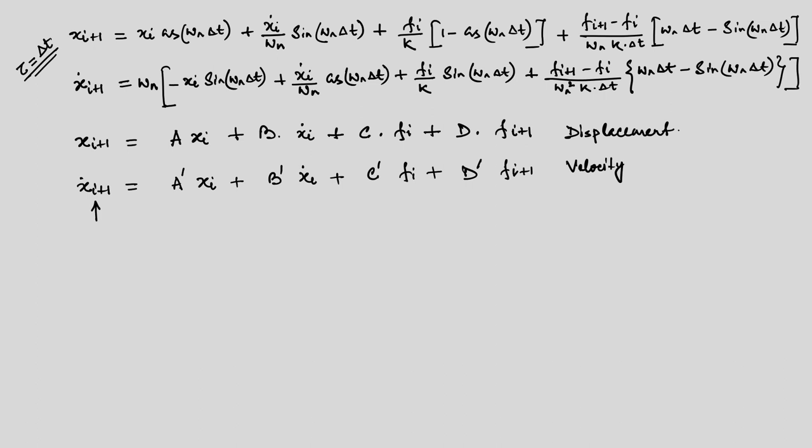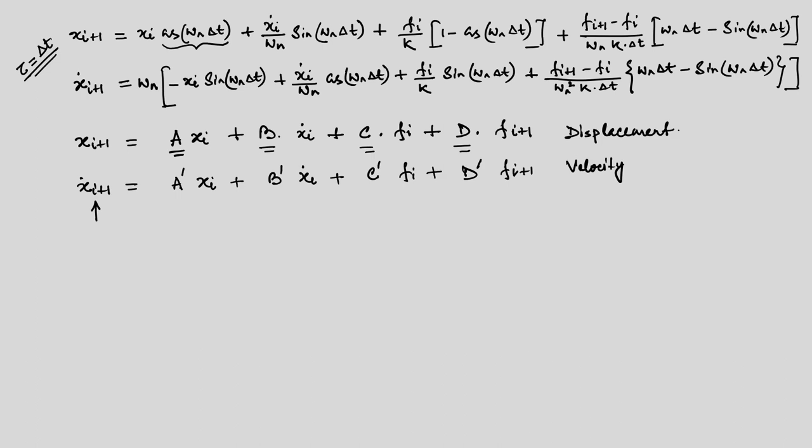Obviously, what we have to find out? We have to find out these constants a, b, c, d. And I am not writing the expression for a, b, c, d, which is easily understandable. These are nothing but the coefficients. For example, x i has a coefficient of cos omega n delta t. So, the value of this a is nothing but cos omega n delta t. Similarly, you can also write down the expression for b, c, d and then a prime, b prime, c prime and d prime.